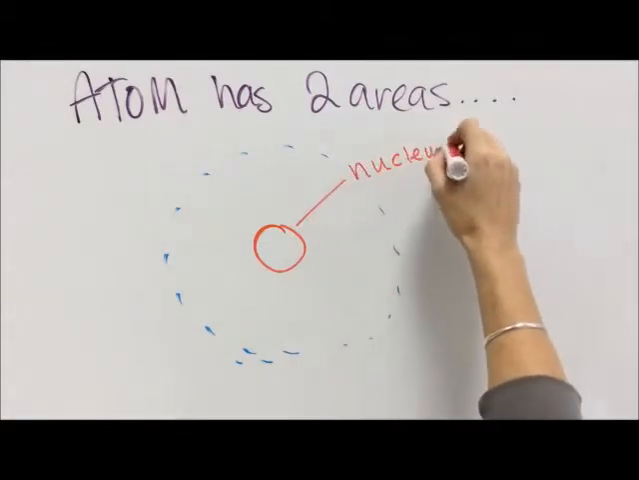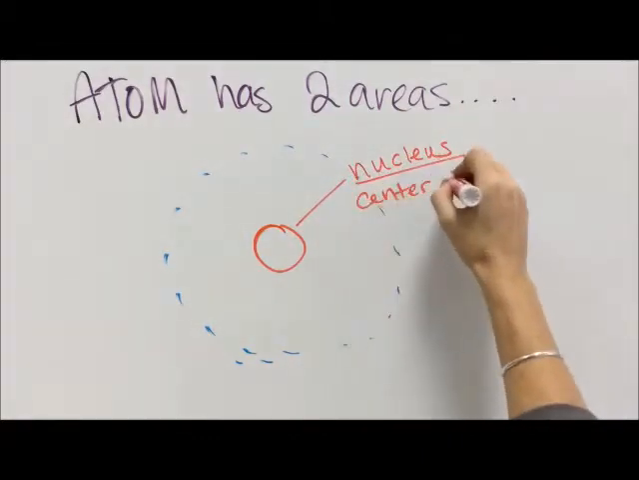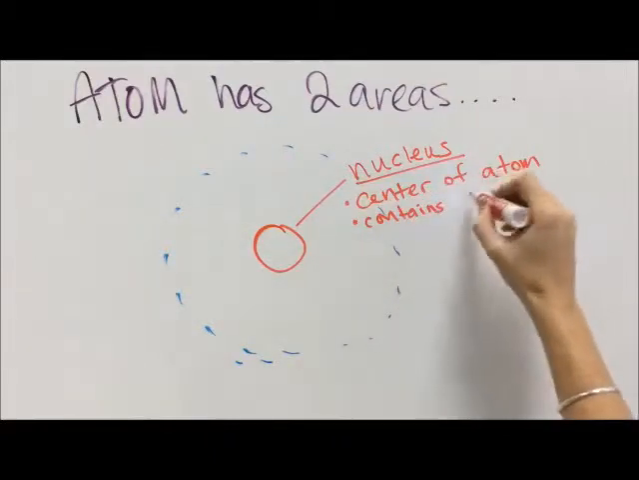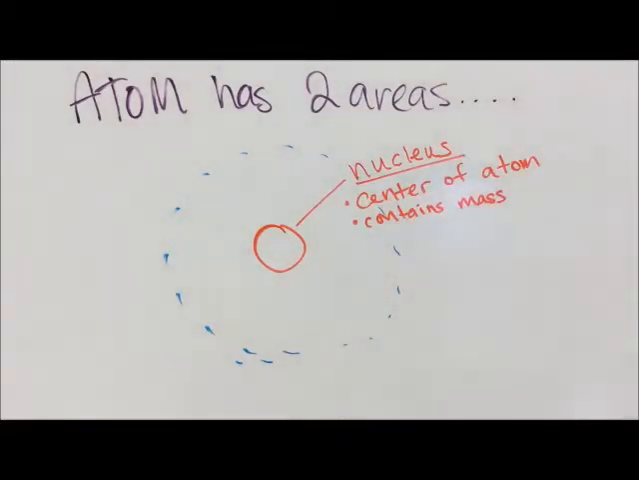The first thing is every atom has a nucleus. The nucleus is the center of the atom, and it's the space where all the mass is. In the next video, we're going to look at how to build an atom. So for now, know that the nucleus is in the center.